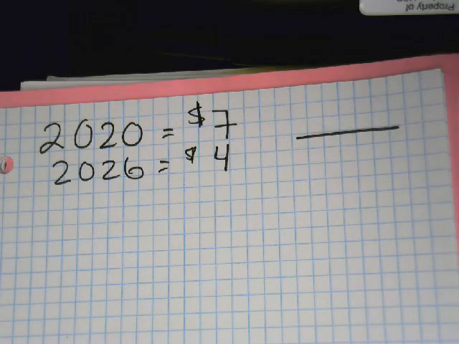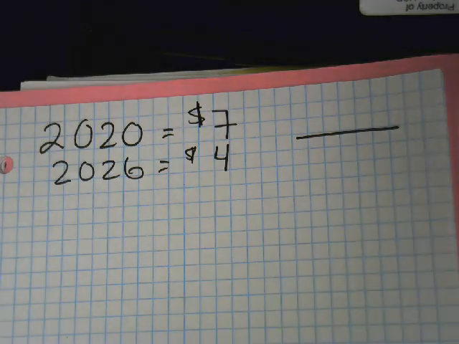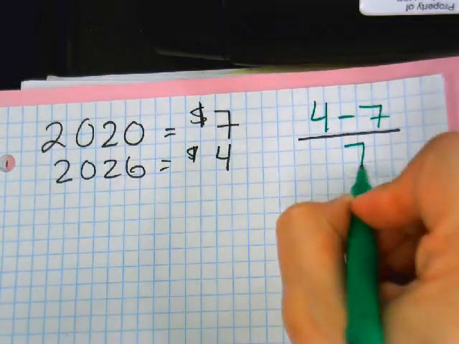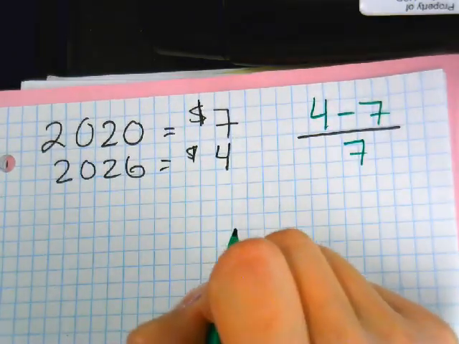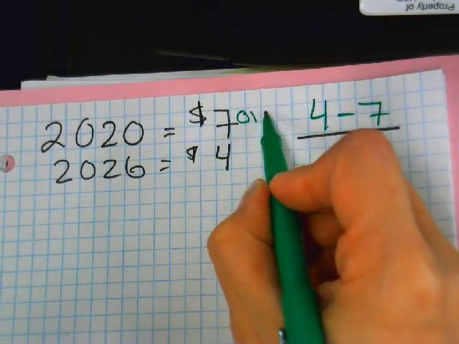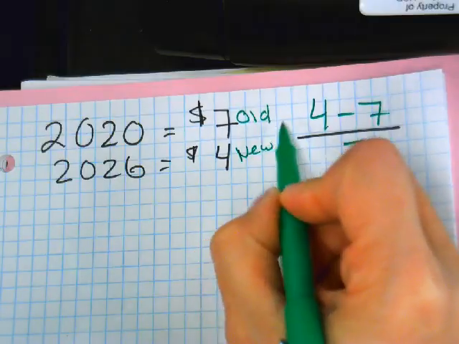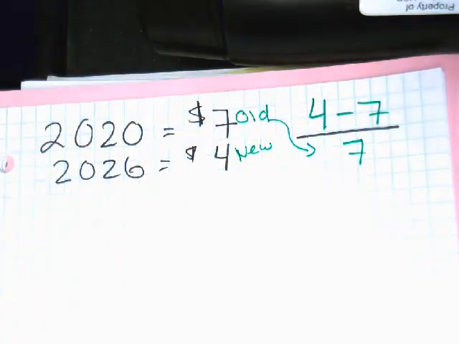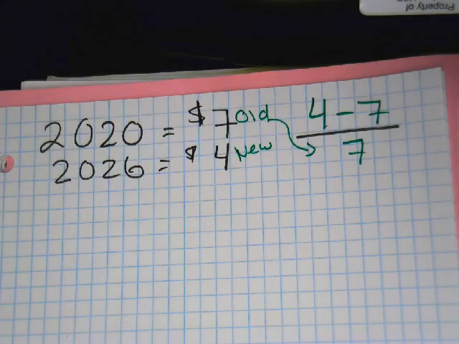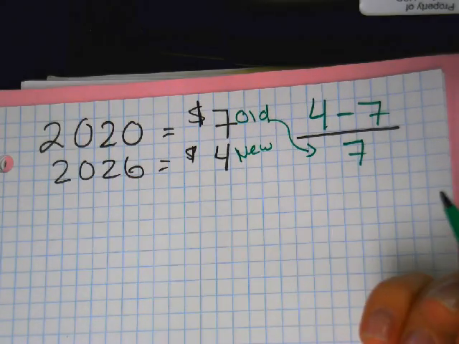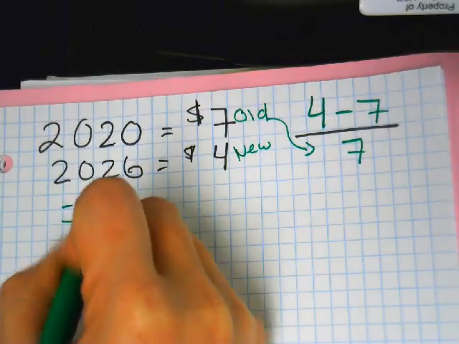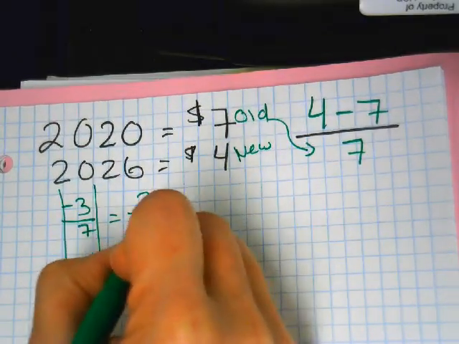Okay, what number goes first? Minus, divided by. There it is. So this is my old. This is my new. Old always goes on the bottom. What's 4 minus 7? Negative 3 divided by 7. When I put the bars, it just ends up being 3 over 7.